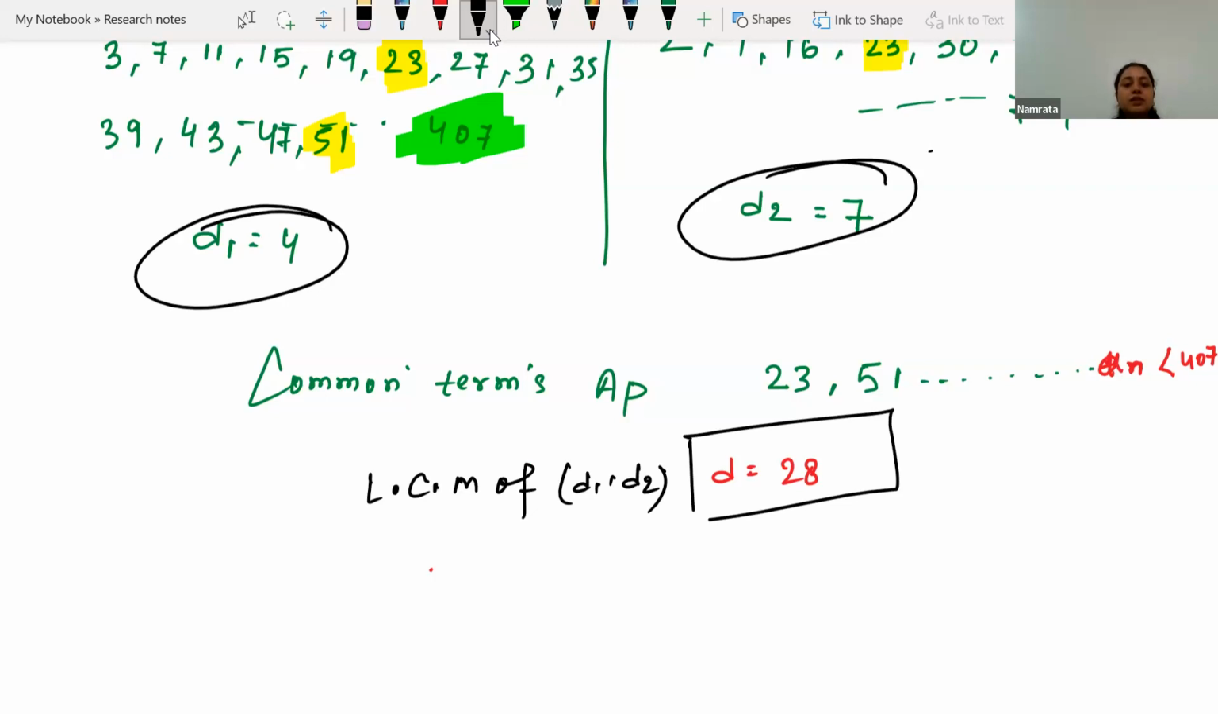Yes, ma'am. This is one of the theories you need to know: whenever the common term is asked, we can find the common difference by taking the LCM of the common difference of the first sequence and the second sequence. Here we have done it by our concept only. We can clearly see 51 minus 23 is 28, but you can also find it by this.